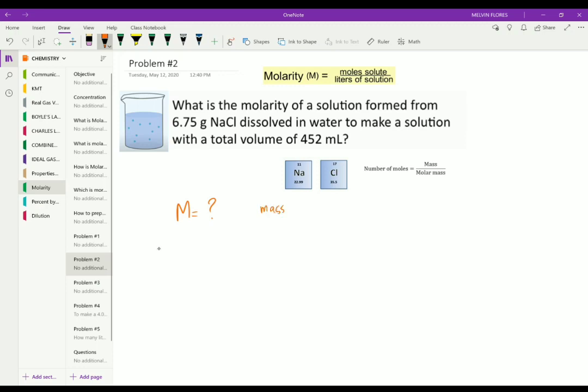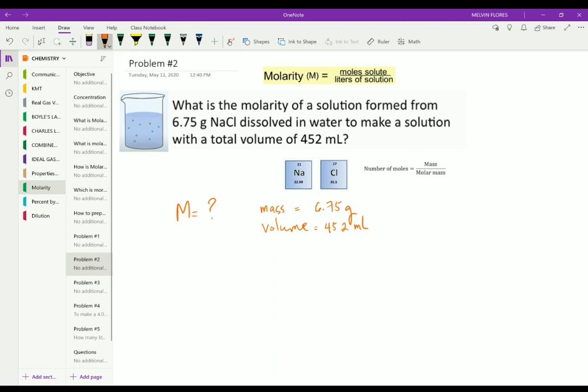Okay, so the mass of NaCl is equal to 6.75 grams, and then we have the volume, which is equal to 452 ml. So remember that the units should be consistent. The given is mass, not the number of moles, which we are going to need in our calculation.